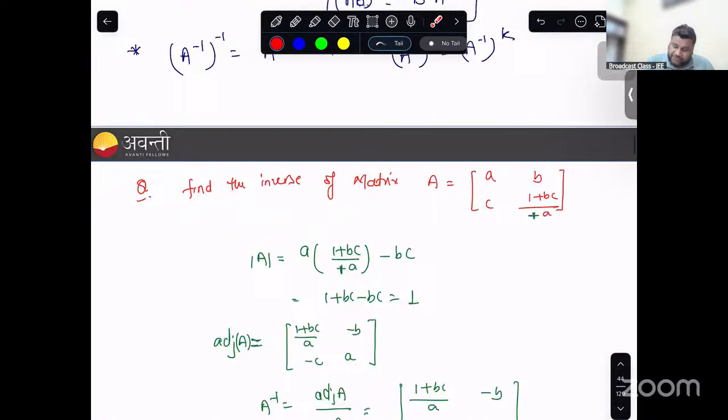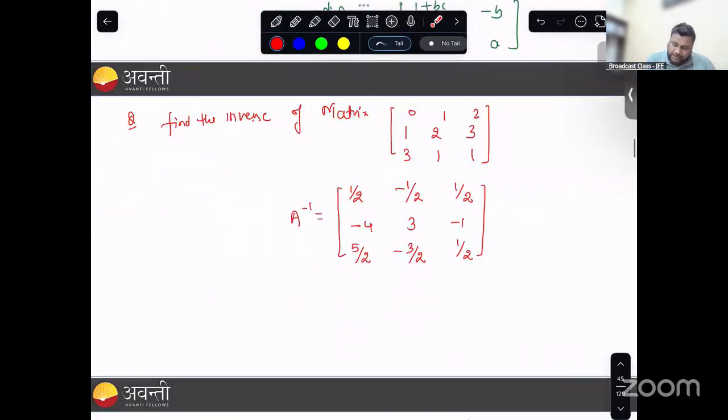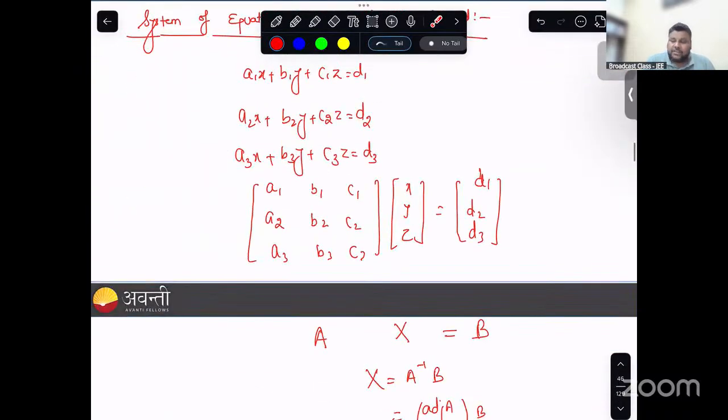Some properties of inverse, and then we have seen how to solve the system of linear equations using matrix method. You just go through it once again. We will do about 2 or 3 more questions over it in tomorrow's session. All right. Anybody having any doubt? Yes, anyone?